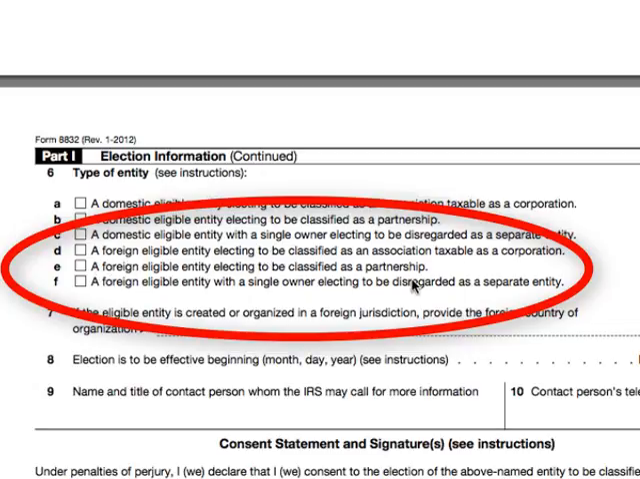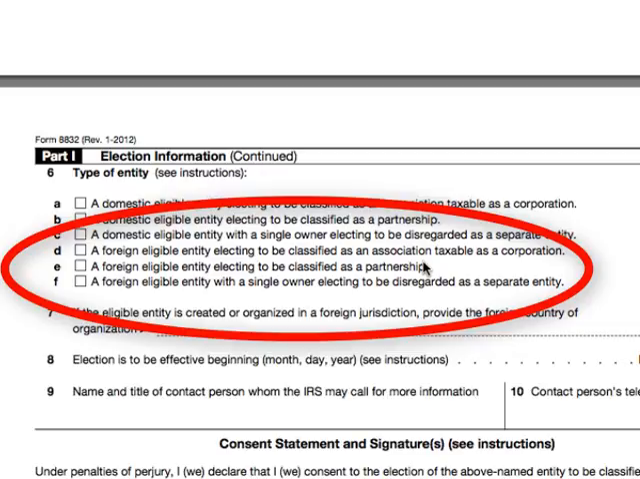E, a foreign eligible entity electing to be classified as a partnership. If you've got 2 or more members and each one has limited liability like they do under the laws in Belize, the foreign eligible entity can elect to be treated as a partnership. That means that you can allocate income between partners, you can allocate expenses, you can do all the complex tax and business things that you sometimes want to do with a partnership, and it is a pass-through entity, not a tax-paying entity. As long as there's 2 or more people, it will have to file the equivalent of a partnership tax return.